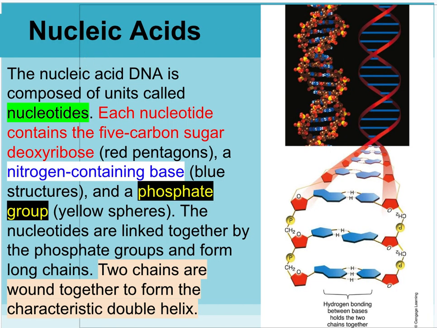There are also nucleic acids. Nucleic acids are often associated with DNA in your body and replication of genes, but they are also the RNA in your body.